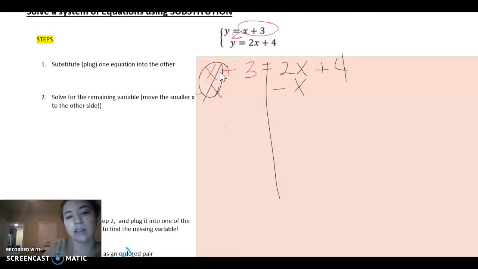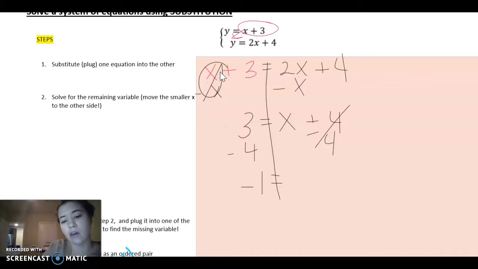Now those cancel, and we have 3 equals 2x minus x, which is just 1x, and then plus 4. We have one last step to get x by itself. I have a plus 4. To move that, I subtract 4 on both sides, and we get negative 1 equals x.